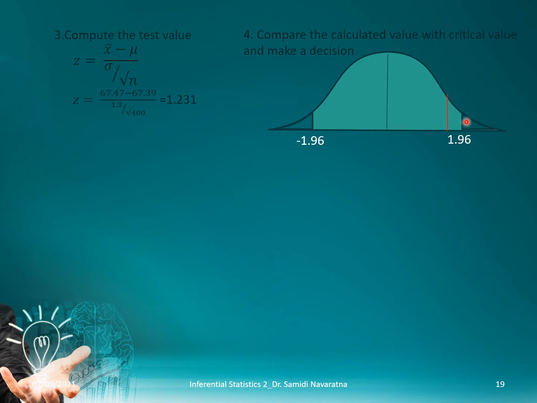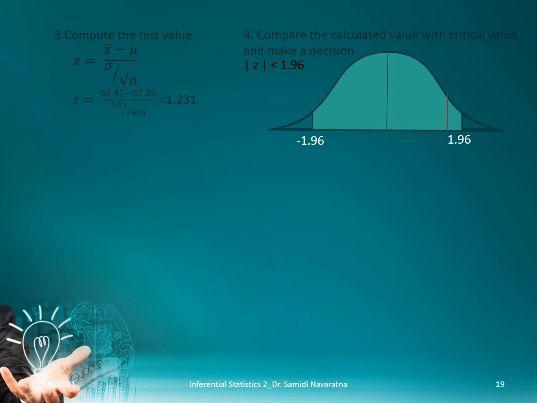So we can only reject whatever is in this region and this region. This value being a plus value, 1.231, falls somewhere here. So therefore, can we reject the null hypothesis? We can't, right? The calculated value, irrespective of whether it's a plus value or a minus value, is less than 1.96.